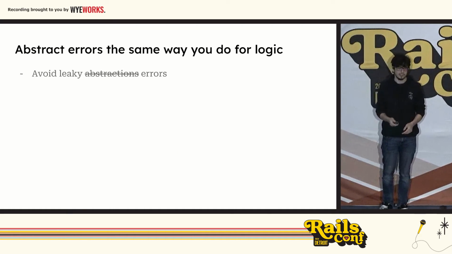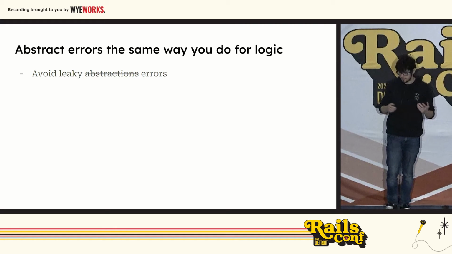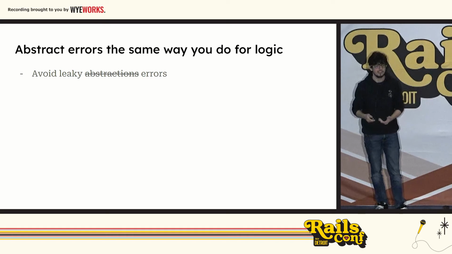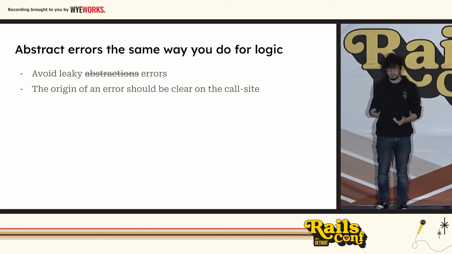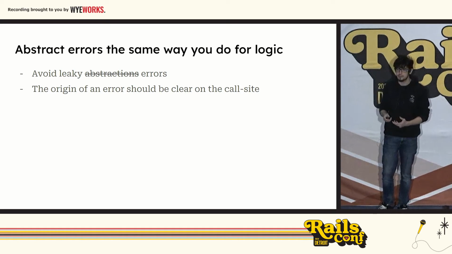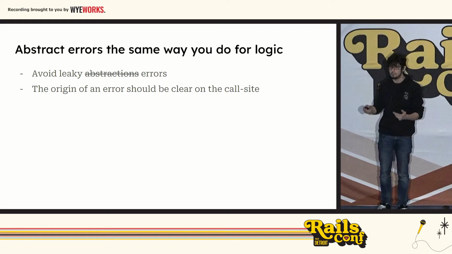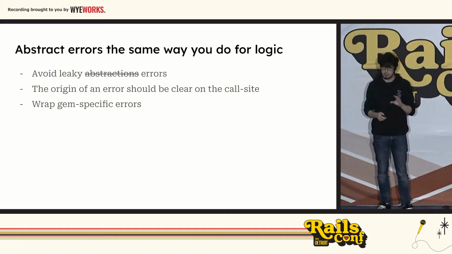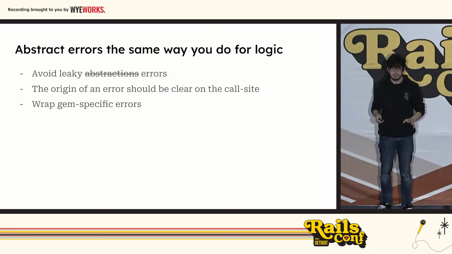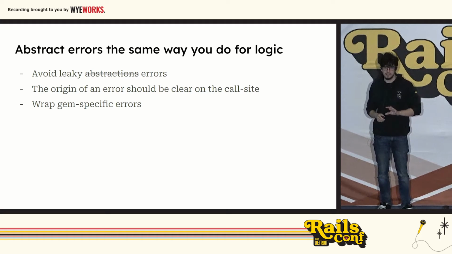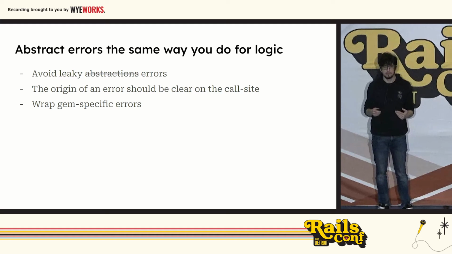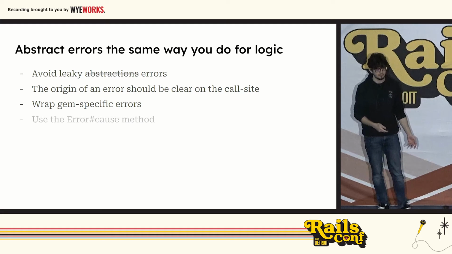So how do we fix that? It's important to, as we do for code where we avoid leaky abstractions, it's also important to avoid leaky errors. The origin of an error should be very clear on the call side. You shouldn't need to open a class to know what caused that error. And it also counts with any gem-specific errors, even though you might think, oh no, I think this one is okay. And then at some time after that, you're going to go back to that code and you will understand what exactly caused that.